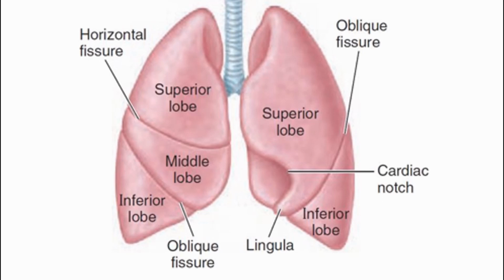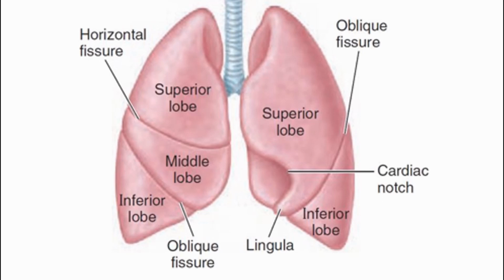Now, to summarize, in the right lung there are 3 lobes and 2 fissures separating the 3 lobes. On the left there are only 2 lobes, a superior one and an inferior one. There is no middle lobe in the left lung, and since we have 2 lobes, we have 1 fissure, and it is the oblique fissure.